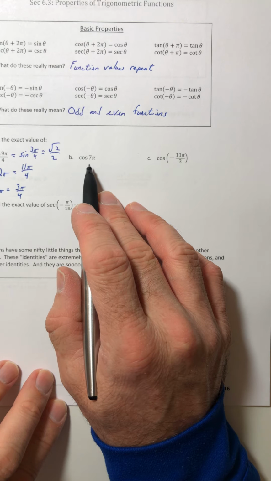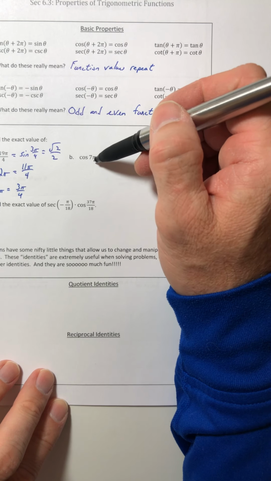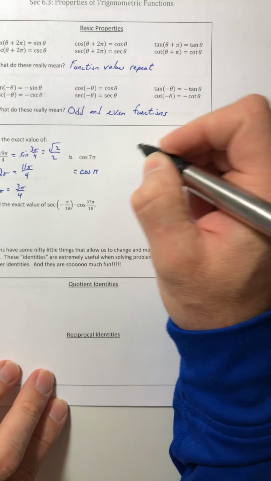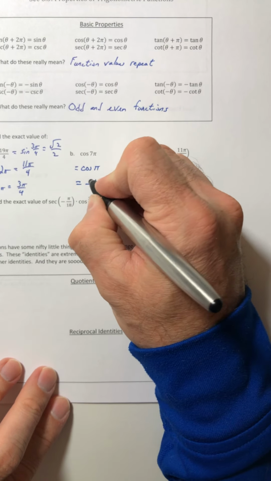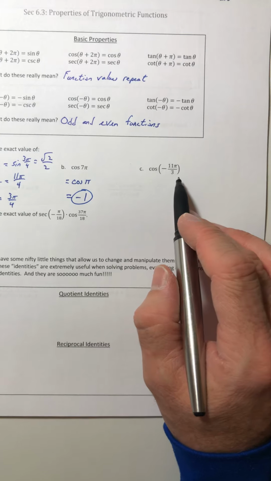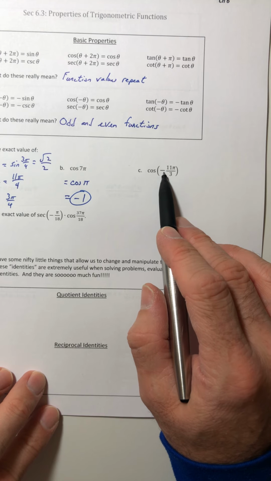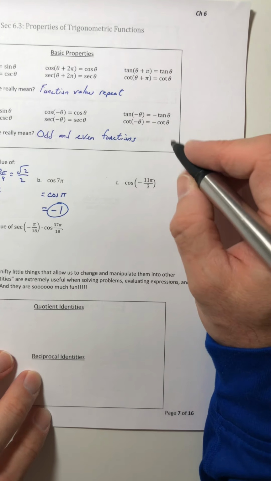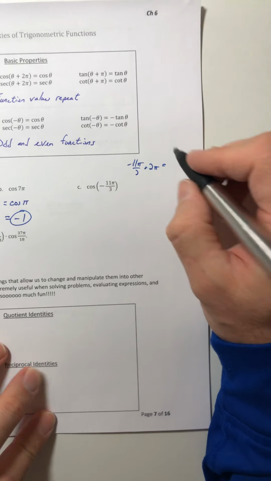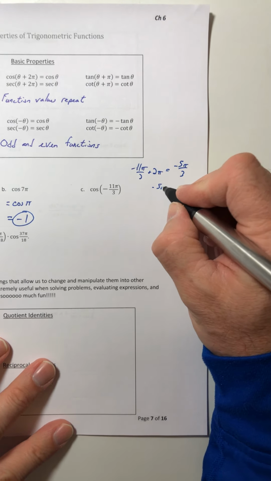All right, part B, same thing, just keep subtracting 2 pi. So you could subtract it 3 times and get it down to cosine of pi, which is just -1. Now, part C, you have a couple of options here. One of them is the angle is negative, so what you could do is you could add 2 pi and you can keep doing that until it gets to be positive.